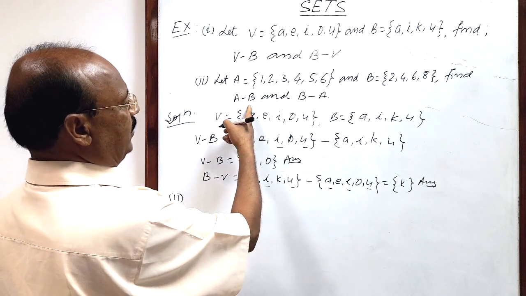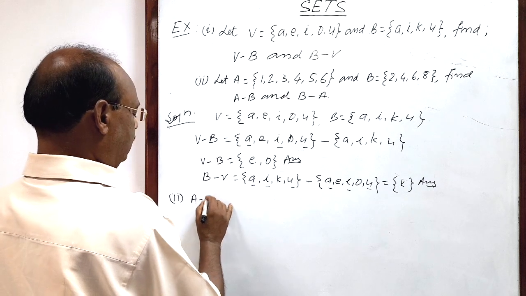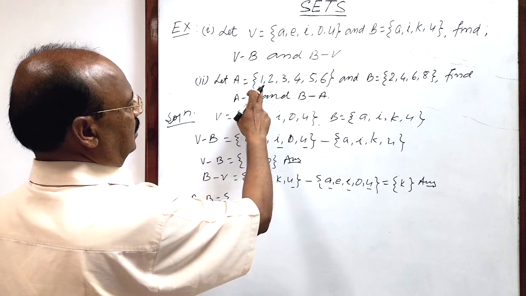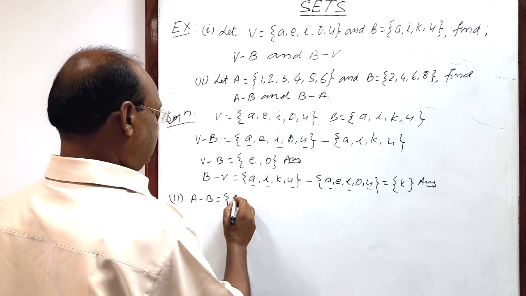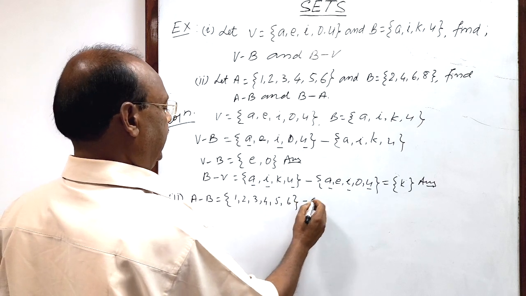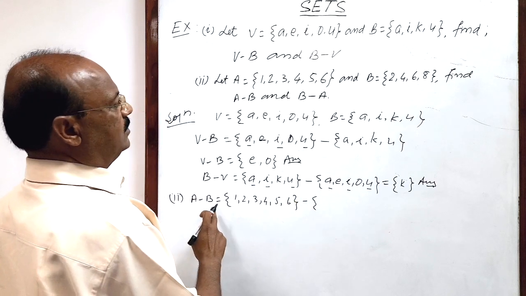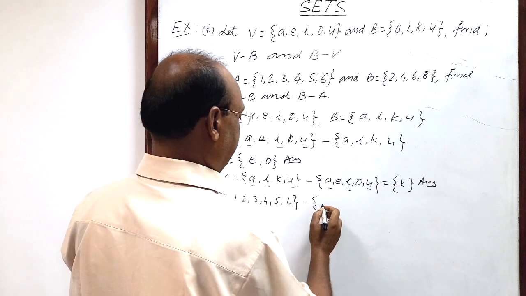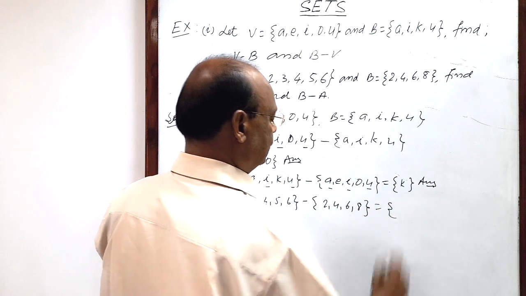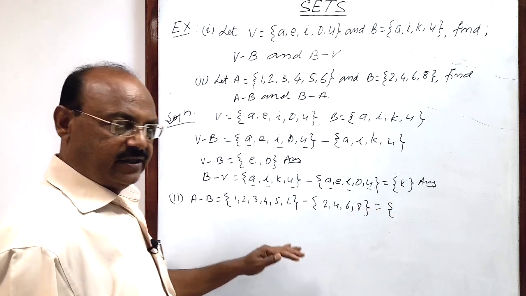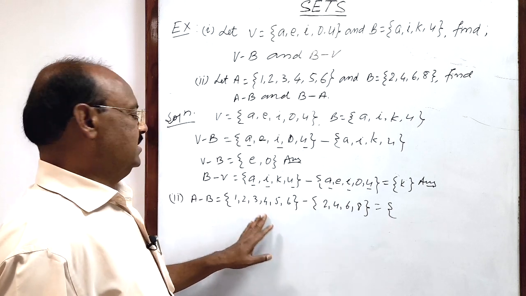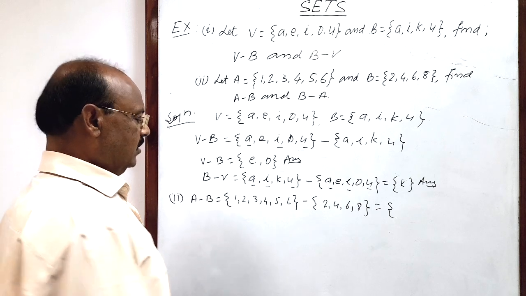We have to find A minus B and B minus A. First we will find A minus B. So set A is having elements 1, 2, 3, 4, 5, 6 minus set B. Set B is having elements 2, 4, 6, 8. Okay, and this is equal to a set which we will get by removing common elements from this set A. So you see which elements are common.